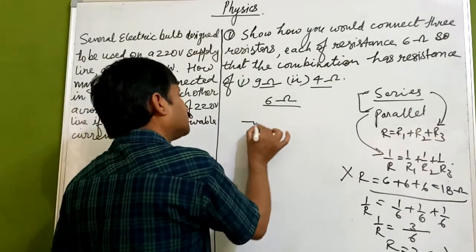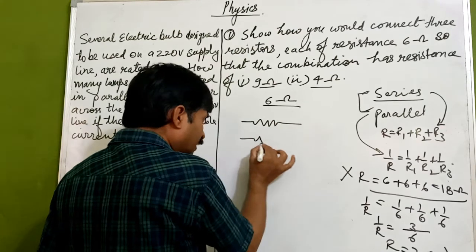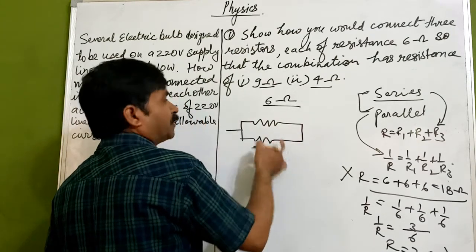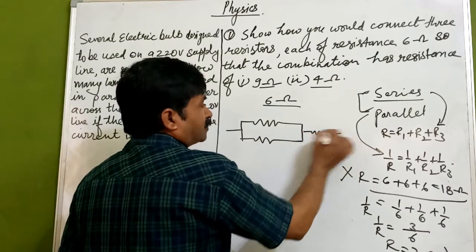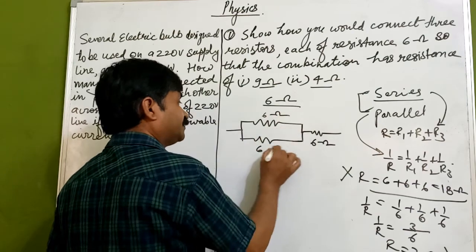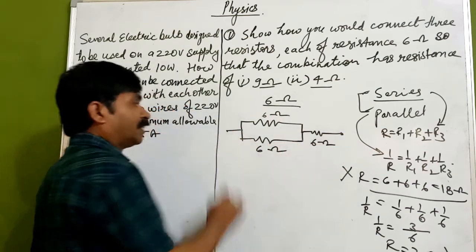We have taken the resistance of 6 ohm, and we are making two of them in parallel, and the other resistance we are connecting in series. Now we will see what will happen.